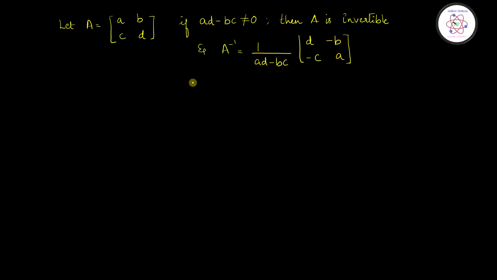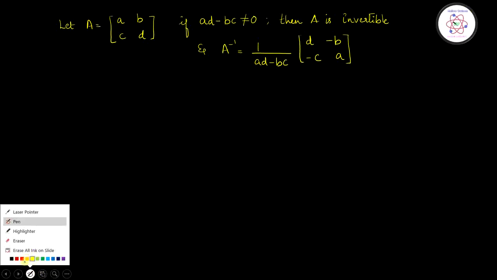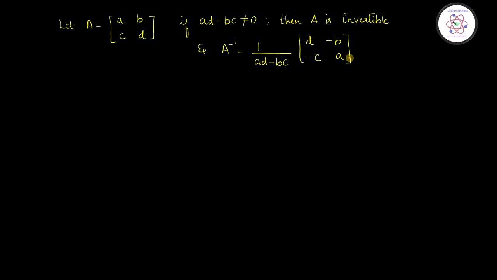So if you observe here, what we have done is the diagonal elements that are there, they have been swapped. That is, these elements have been swapped, whereas the elements that are there in this diagonal, these elements have been assigned a negation sign.